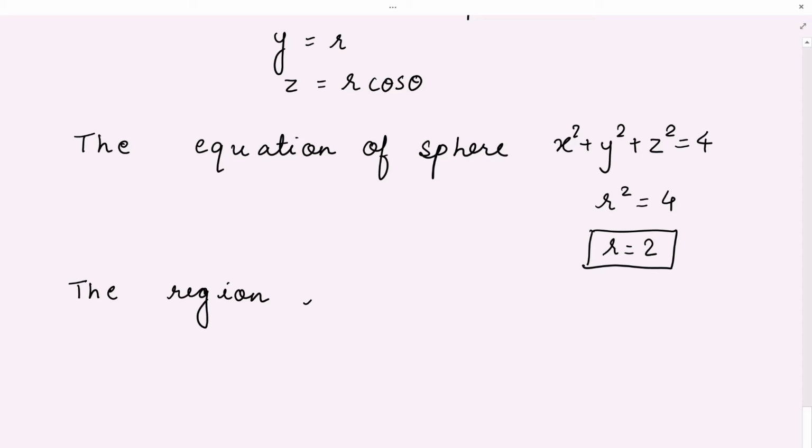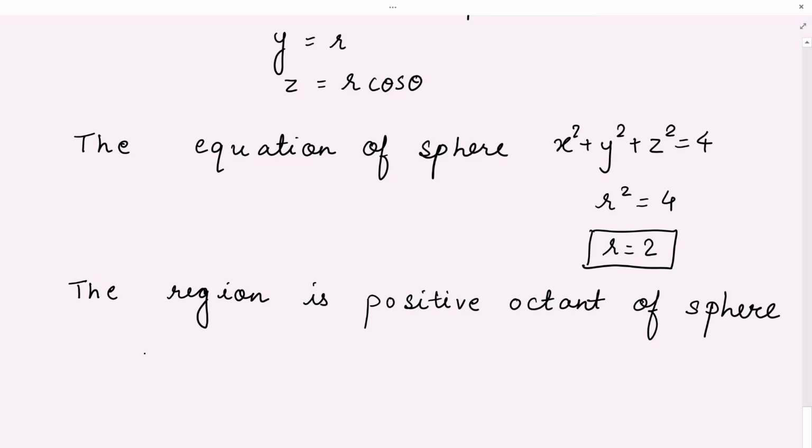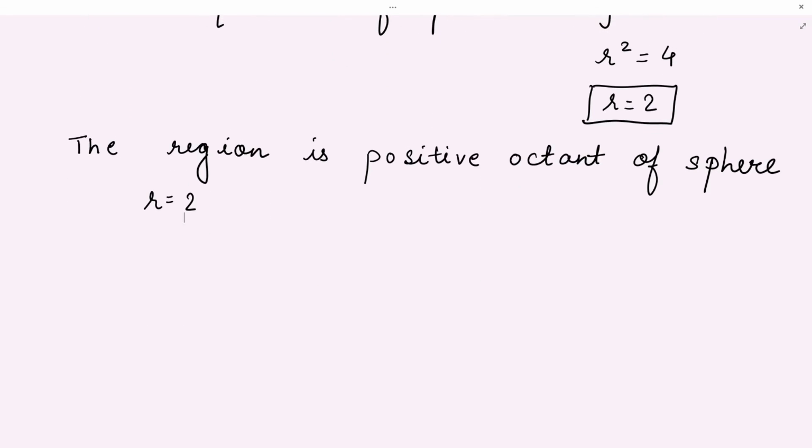Okay, so the region is the positive octant of the sphere r is equal to 2. So that is the region of the positive octant of the sphere.